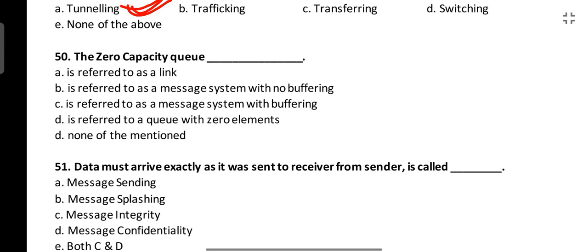Next is the zero capacity queue. So what is a zero capacity queue? A zero capacity queue is a system where there is no buffering. So the answer is a message system with no buffering. Option B is the correct answer here.